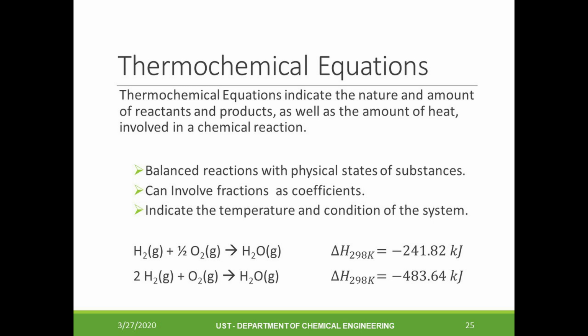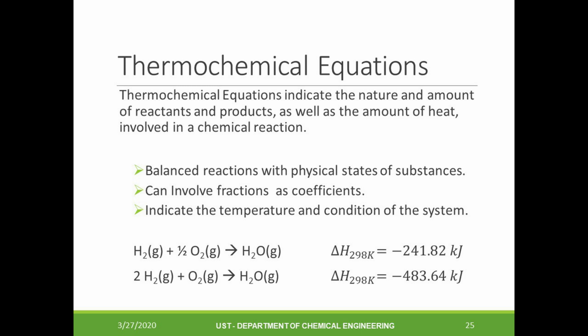Now consider the following example. In the first reaction, 1 mole of hydrogen reacts with half mole of oxygen to form 1 mole of water vapor. This has a corresponding change in enthalpy of negative 241.82 kilojoules. In the second reaction, 2 moles of hydrogen react with 1 mole of oxygen to form 2 moles of water in vapor phase. This has a corresponding change in enthalpy of negative 483.64 kilojoules. Now, recognize that these two reactions refer to two distinct reactions even though the same substances are involved.